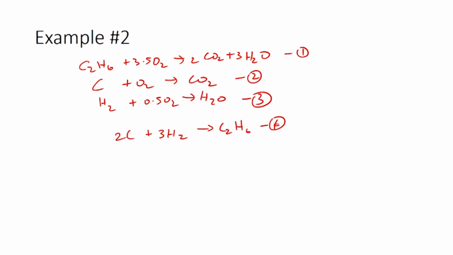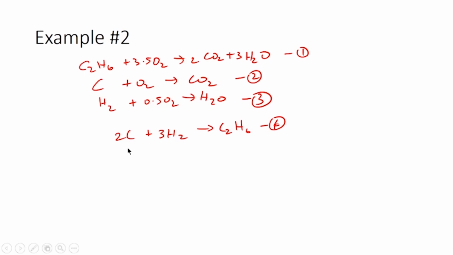Looking at the equations, C2H6, which is a reactant in reaction 1, is a product in reaction 4. So, this has to be multiplied by -1, so that the reverse of the equation can be used. And now, what about reactions 2 and 3? In reaction 2 you have 1 mole of carbon reacting, whereas in reaction 4 you have 2 moles of carbon reacting. So, you can multiply reaction 2 by 2 to get 2 moles of carbon reacting in the fourth reaction. Similarly, for the third reaction you can multiply by 3, so that 3 moles of hydrogen react.